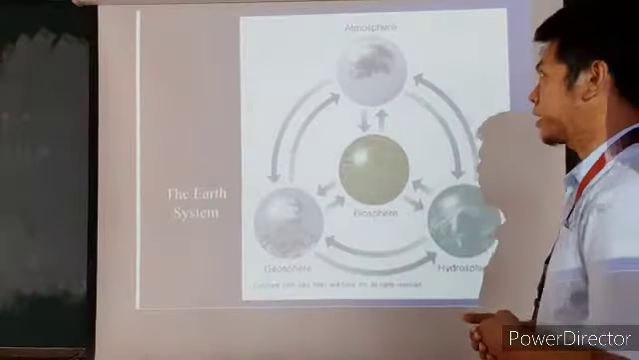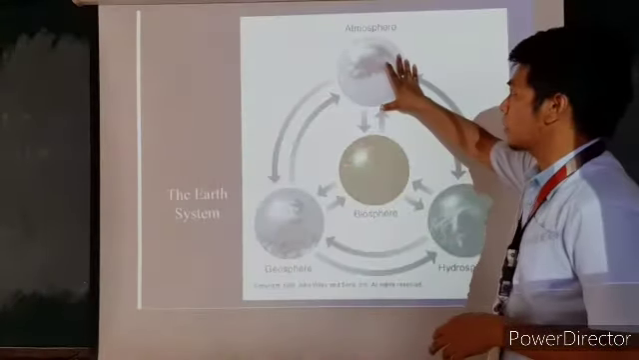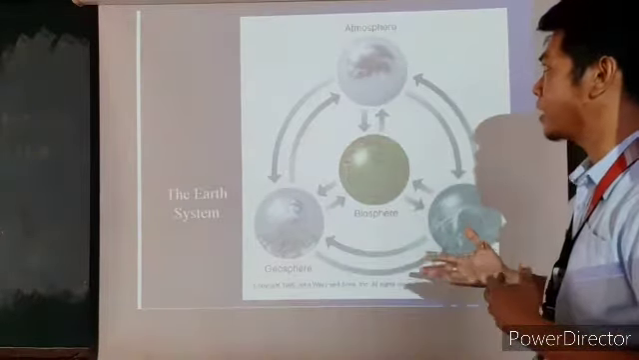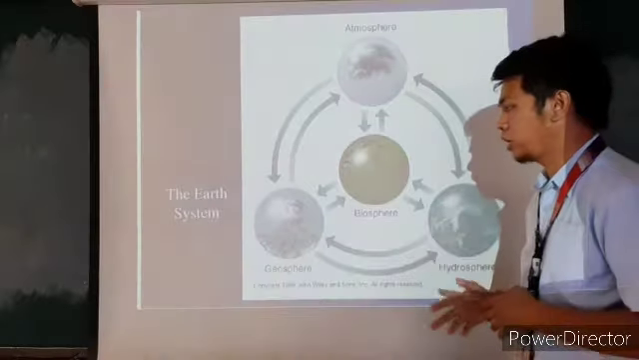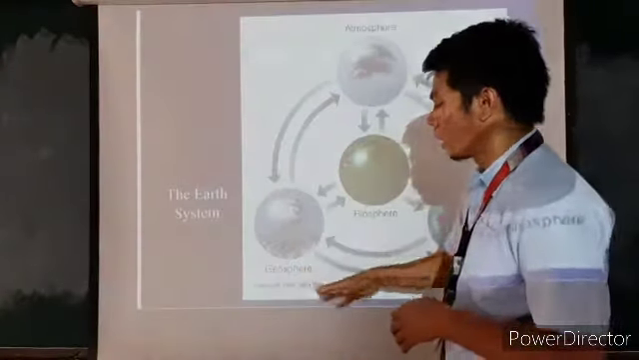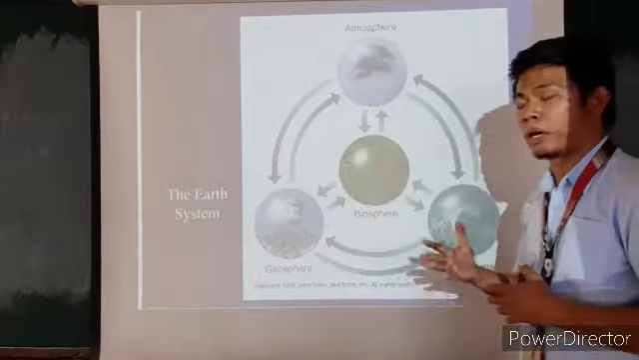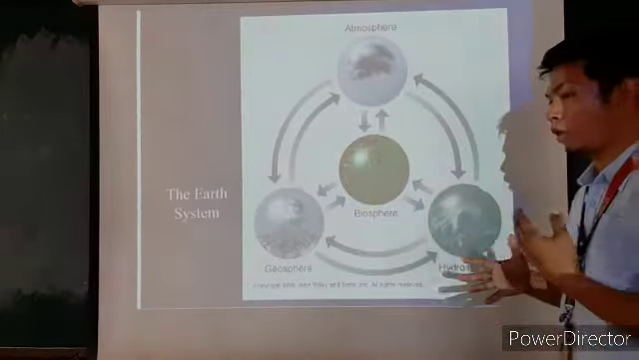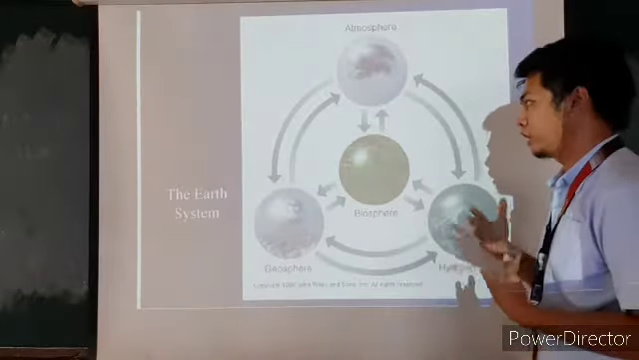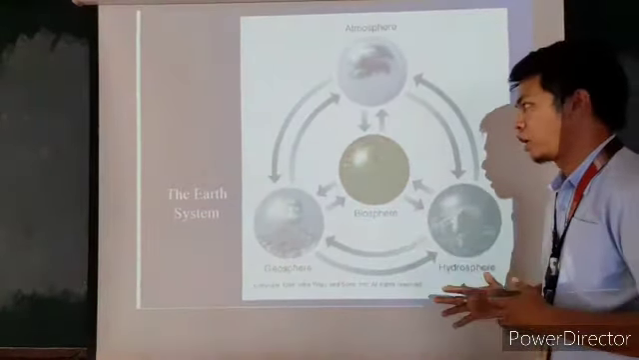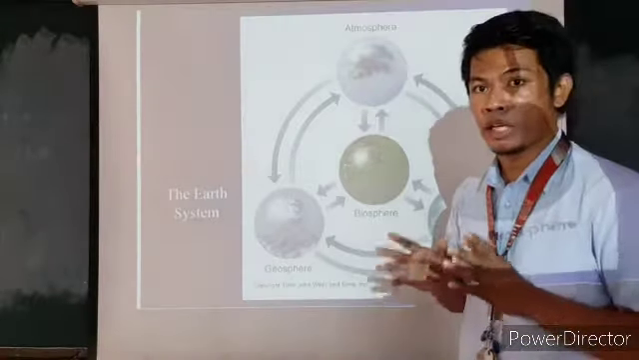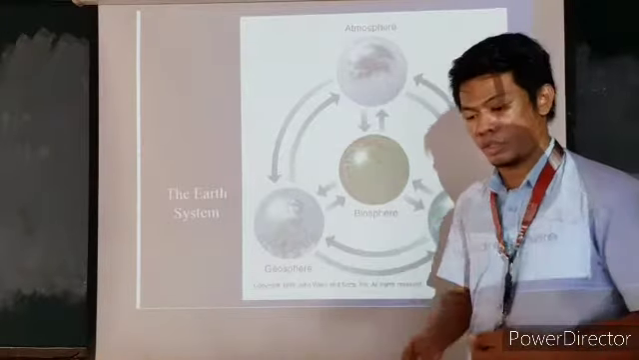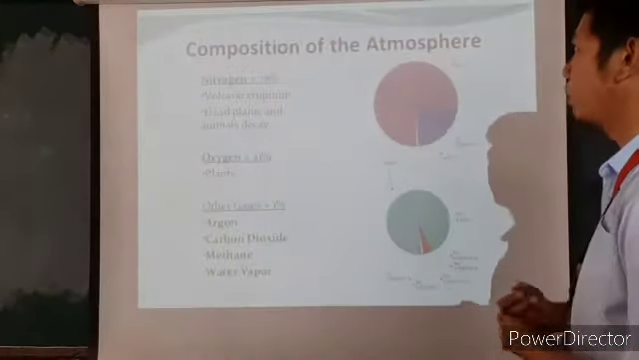Let's have the Earth system. The first is the atmosphere. As I've said kanina, diba, the atmosphere is a layer of gases surrounding the Earth. And then we have the geosphere, which talks about the Earth's solid matter. And then we have the hydrosphere, which talks about all forms of water on the Earth. And then we have the biosphere, which talks about the Earth and the life inside or part of the Earth.